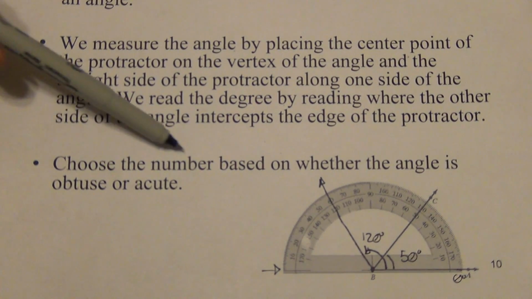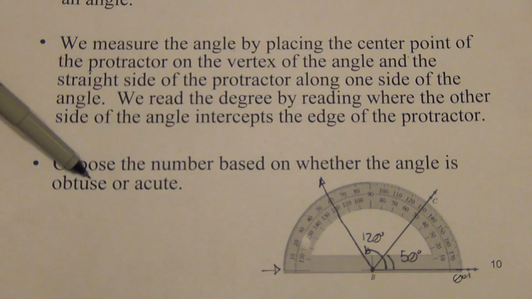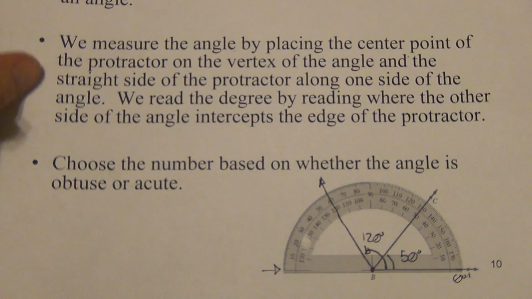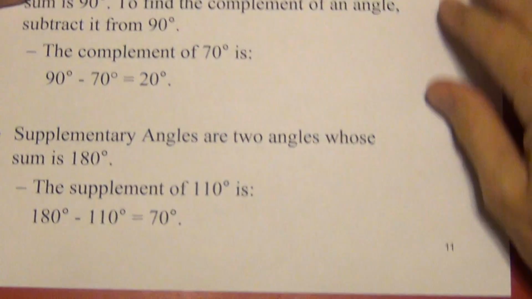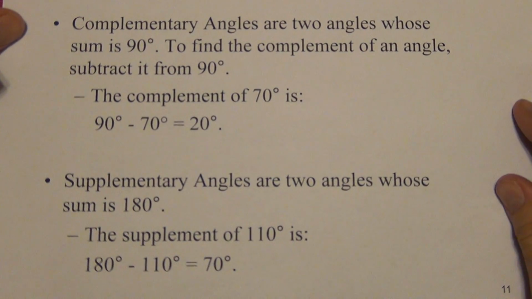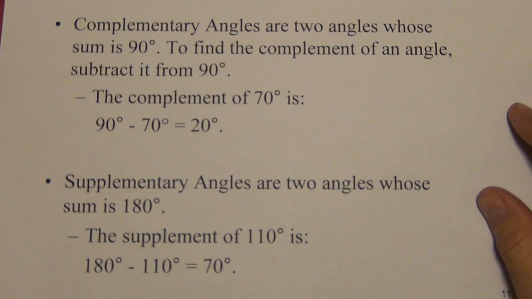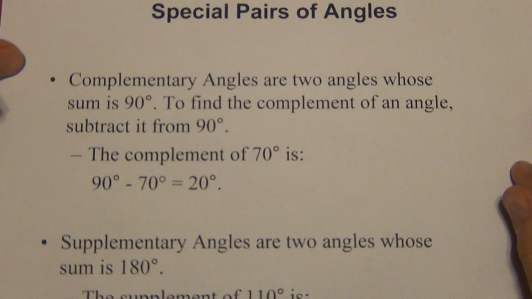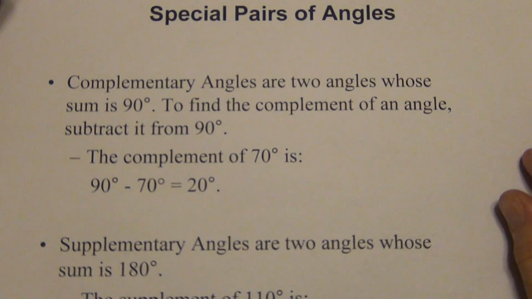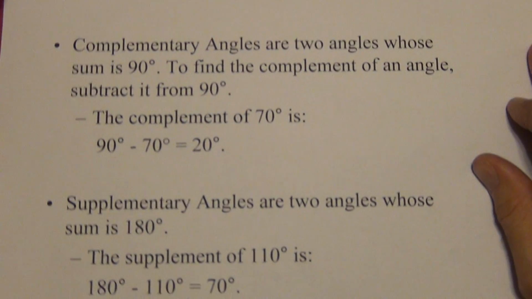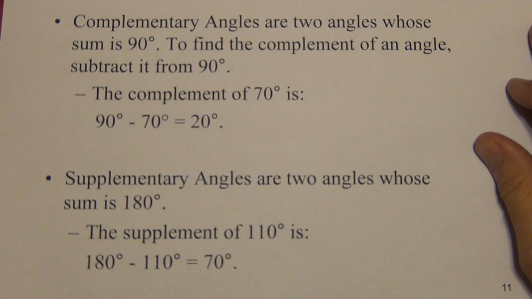Alright, so now choose the number based on whether the angle is obtuse or acute. And we talked about that. Now, I've talked about one set of angle and measuring it. I've talked about the different types of angles, acute, right, obtuse, and straight. And now what happens when you have more than one angle? What if you have special pairs of angles? Okay, so now I've got a special pair of angles.